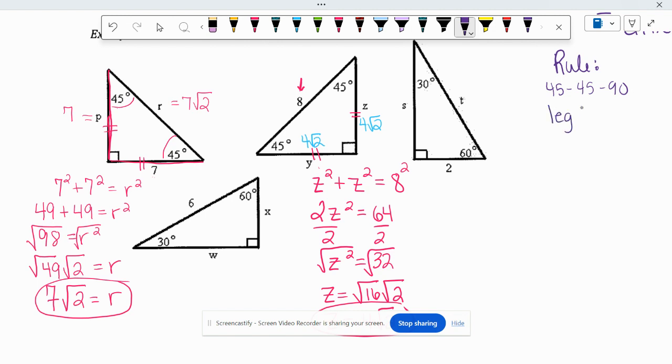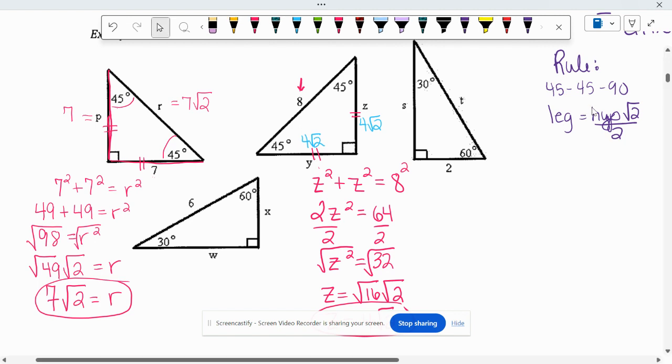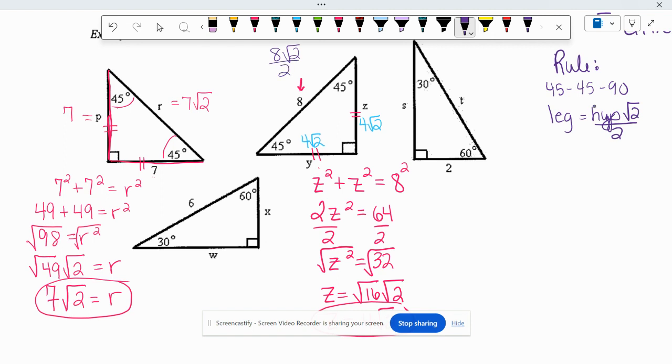The leg equals the hypotenuse times the square root of 2 over 2. If we had used that rule, what is 8 times the square root of 2? Well, it's 8 root 2. Divided by 2 is 4 root 2. So if we had used that rule, we would have 8 times the square root of 2 over 2, which equals 4 root 2 for my legs.